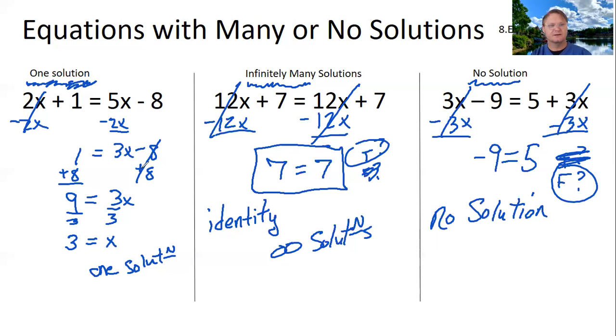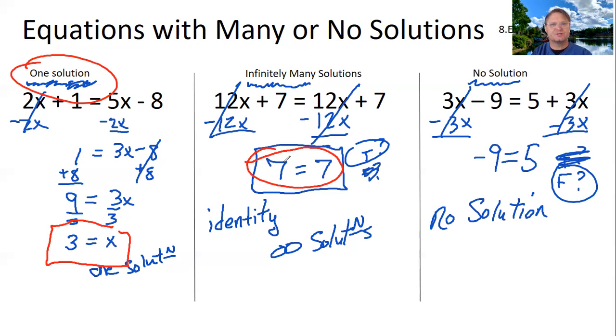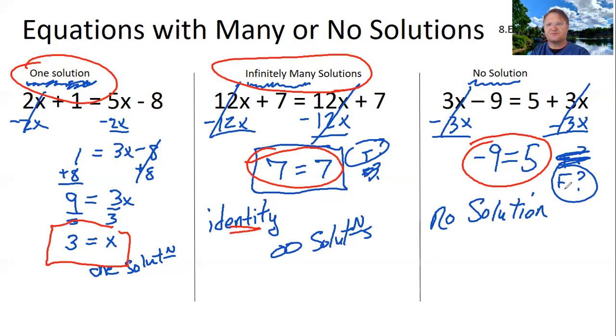Let me recap it a final time. When you solve, you get a value, then you have one possible solution. When you solve it, the variable terms cancel, and you're left with a true statement. That means you have infinitely many solutions, also known as an identity. And the third option is when you're solving it, variable terms cancel, you're left with a statement that is false, and there is absolutely no solution.